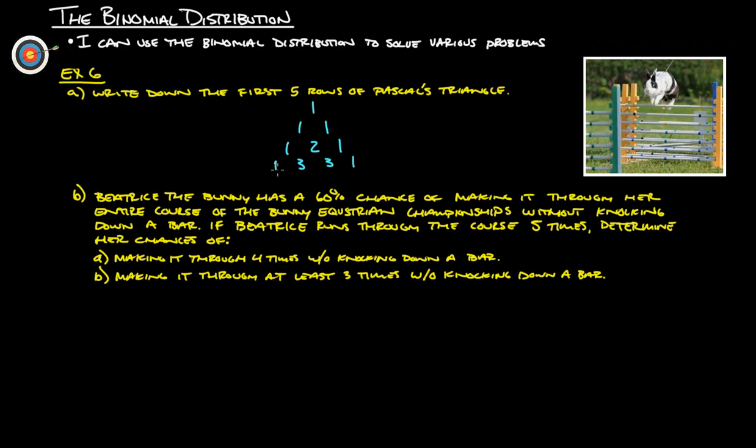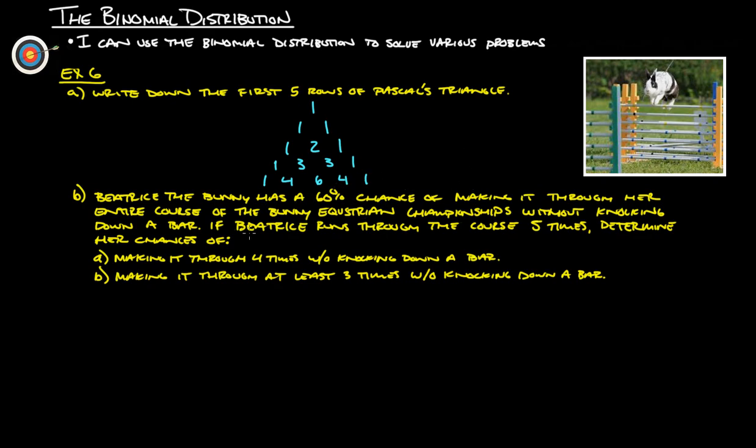And then the last row here, 1 plus 0 is 1. 1 plus 3 is 4. 3 plus 3 is 6. 3 plus 1 is 4. And 1 plus 0 is 1. There's our first 5 rows of Pascal's triangle, which is going to help us figure out the rest of this stuff here.